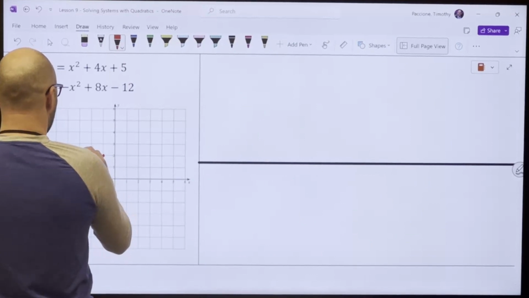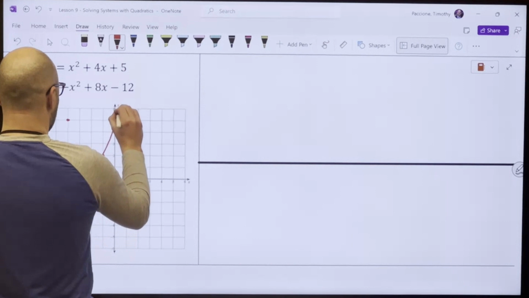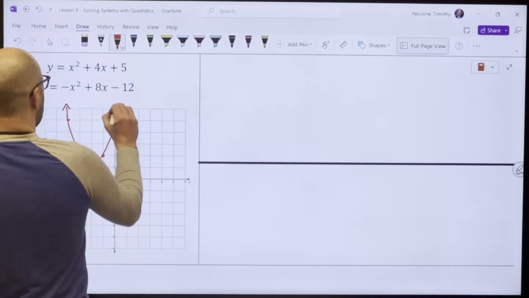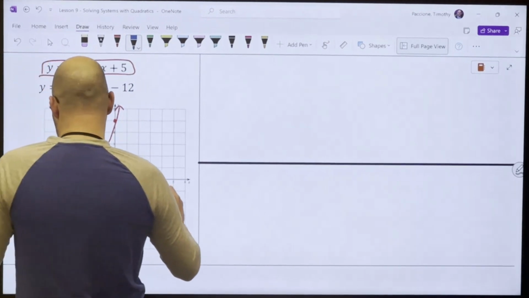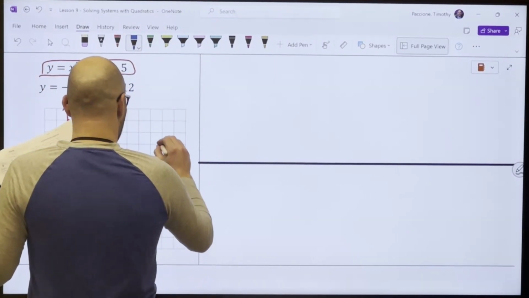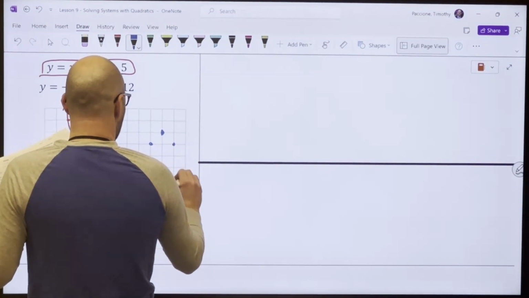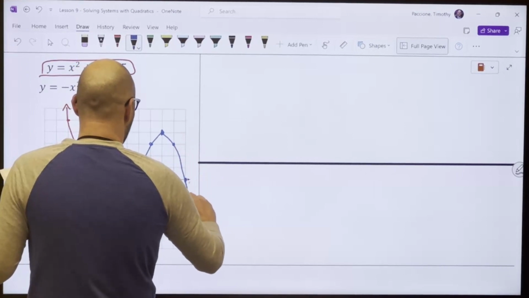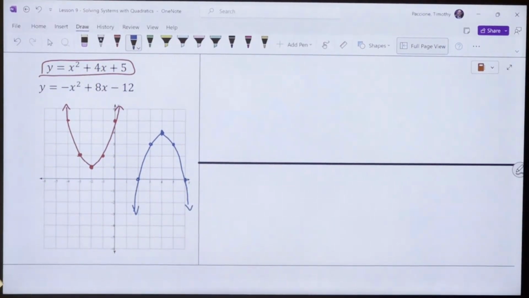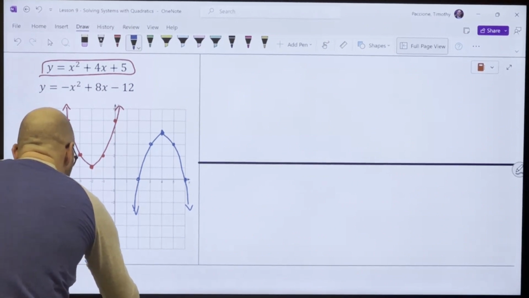So these graphs look like this. So that's this one, right? Again, I have the answers, I'm using them. This graph looks like this, and they don't touch. So what's that mean about our situation? What's the solution to this system? This is a no solution.